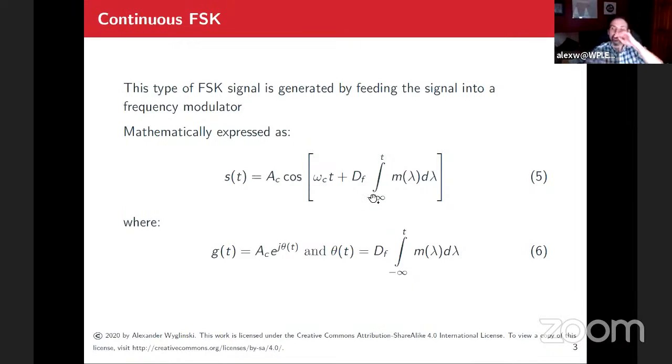So you have this beautiful integral from minus infinity to t, your current time instant, of your message signal, and then the integral of that message signal would be multiplied by df, some sort of constant, and that would be part of the argument of your cosine and would dictate what the frequency would look like for that cosine function, right?